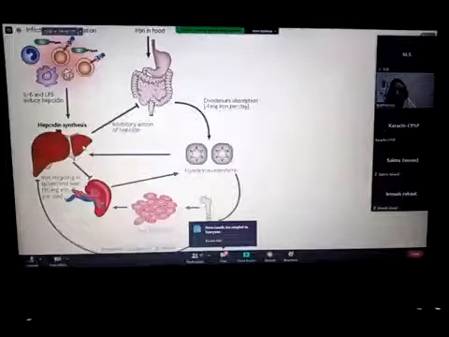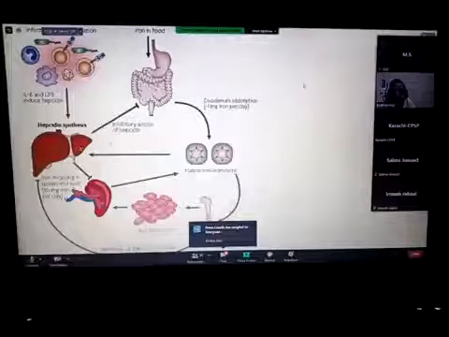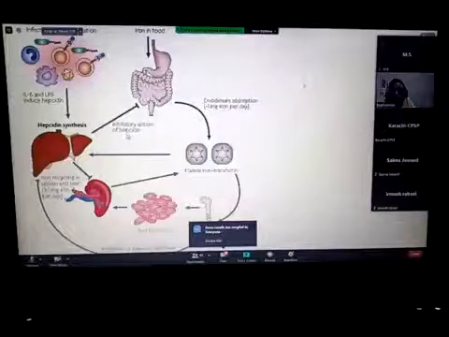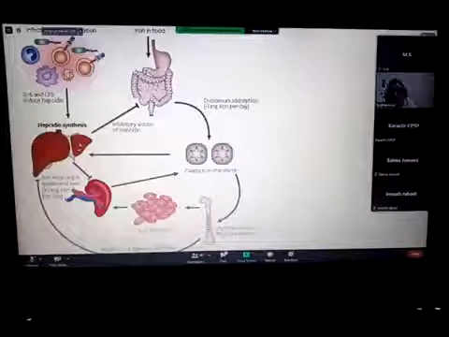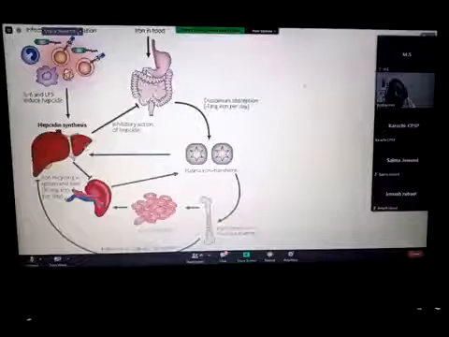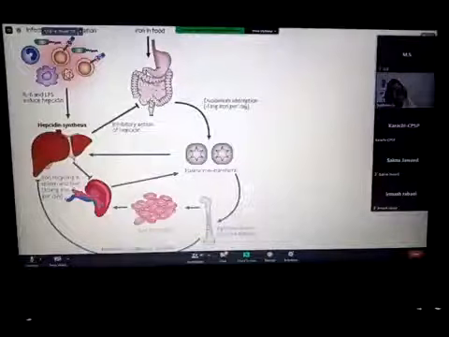One of the hormones that is synthesized by the liver is hepcidin, and you should know that it is a negative regulator of iron absorption. So in case of iron deficiency anemia, the synthesis of hepcidin decreases, and that helps in the absorption of iron.